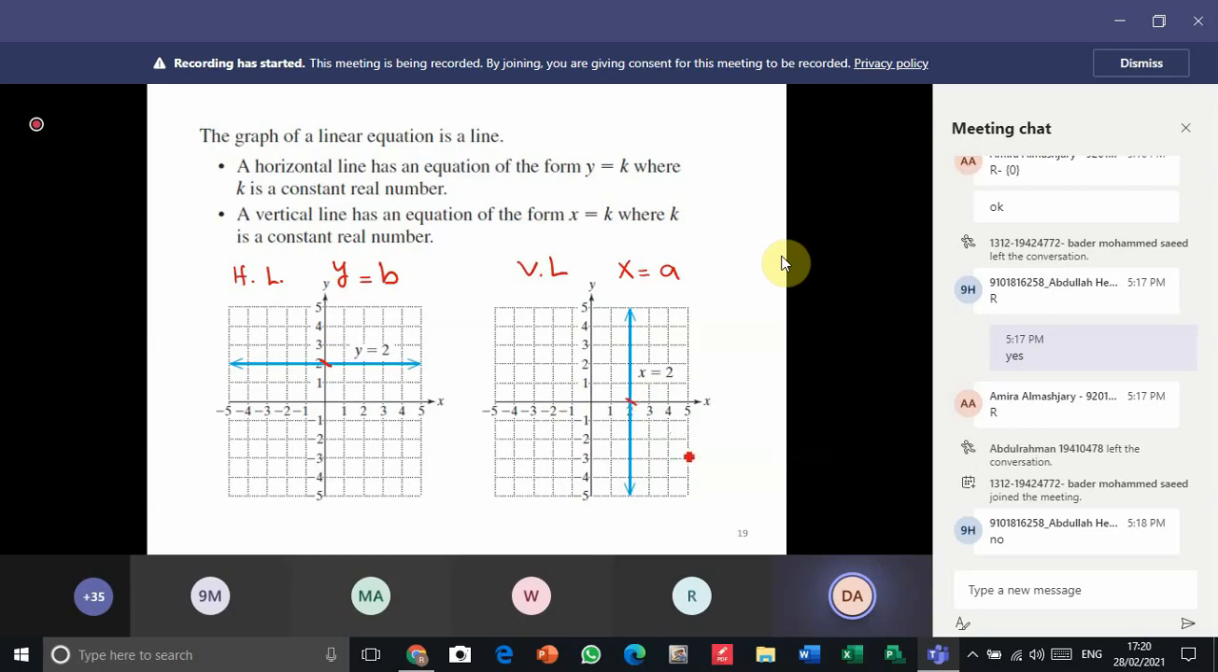Look at this: the vertical line intersects the x-axis at 2, so we have x equals 2. This is the line. So we agree that a horizontal line always has the equation y equals a number. A vertical line is x equals a number. Okay? For example, if we have a vertical line at -4, this is x equals -4. If we have another horizontal line at -3, this is y equals -3, like this, directly.